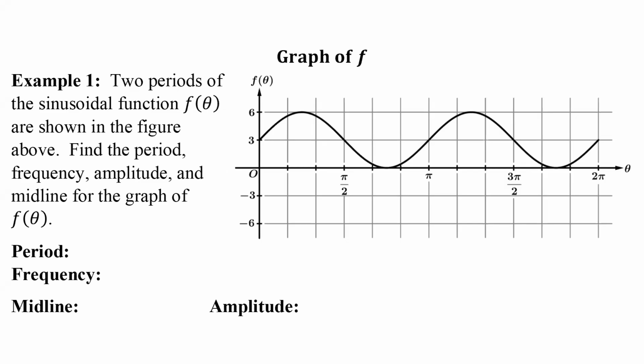It says here that there are two periods of a sinusoidal function graph shown in the figure above. Find the period, the frequency, the amplitude, and the midline for the graph, right? So the first thing we want to decide is where are we starting and stopping? Are we analyzing it as a cosine function? Are we analyzing it as a sine function? I personally start near the origin and see what happens. So I'm starting at the origin, and I see that a snake is forming.